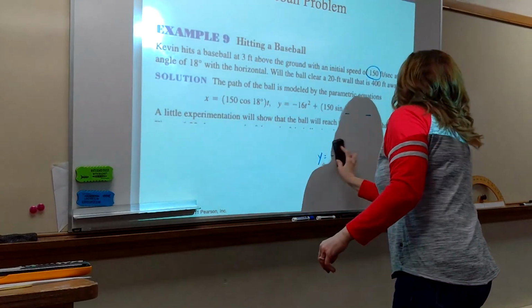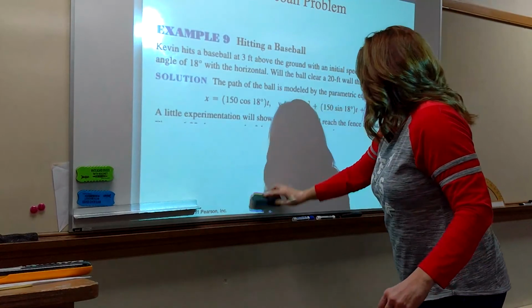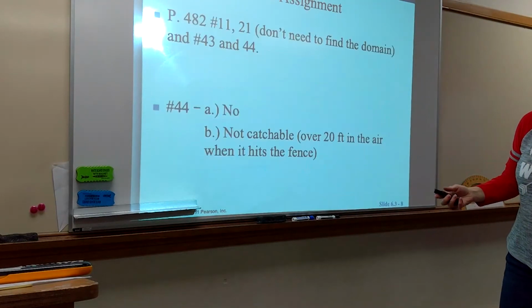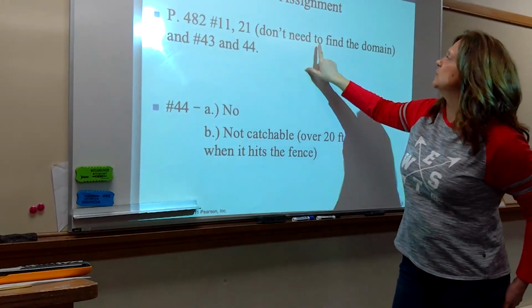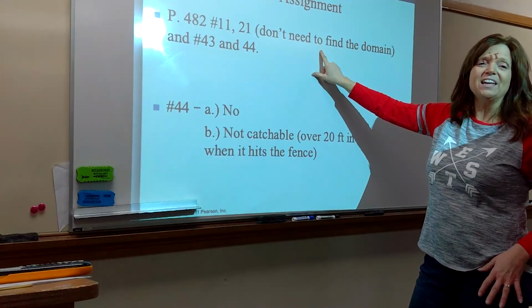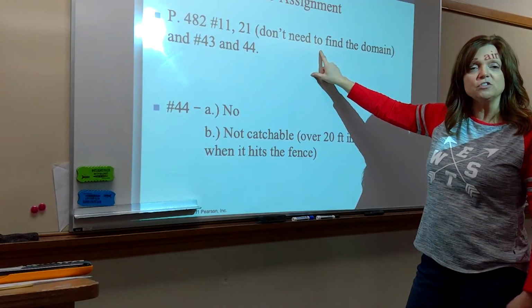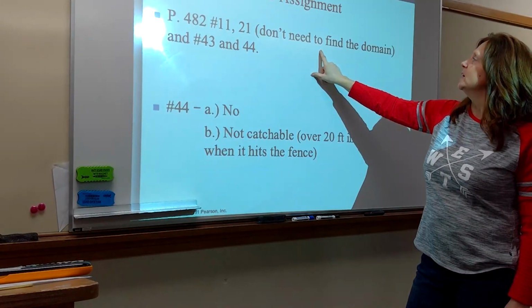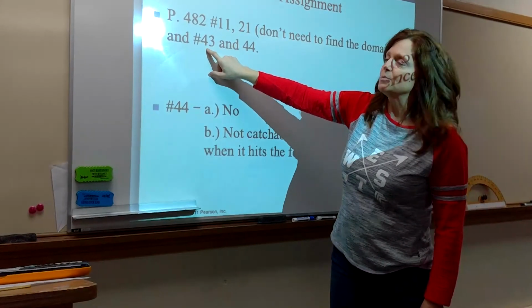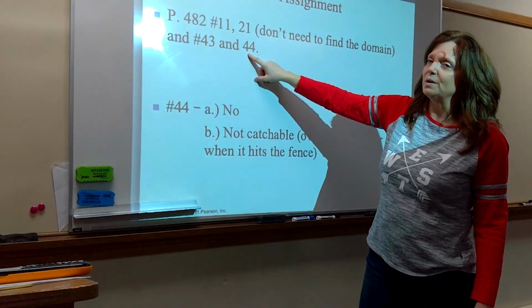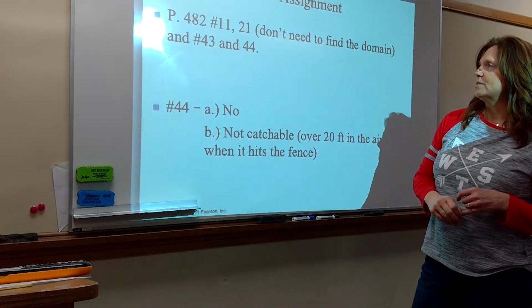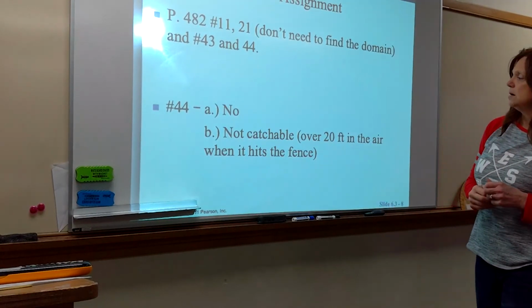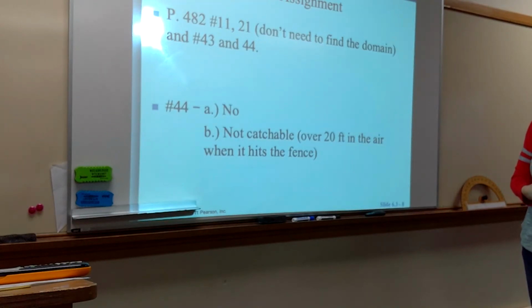So here's the assignment for you, really short again. Number 11 and 21. Notice on 21 you don't need to find the domain. That's part of the instructions, but you don't have to do that for our purposes. 43 is a baseball problem, and 44 is also a baseball problem. Because it's not in the back of the book, I put the answers right there for number 44, so you can at least check to make sure you're able to do that one correctly.